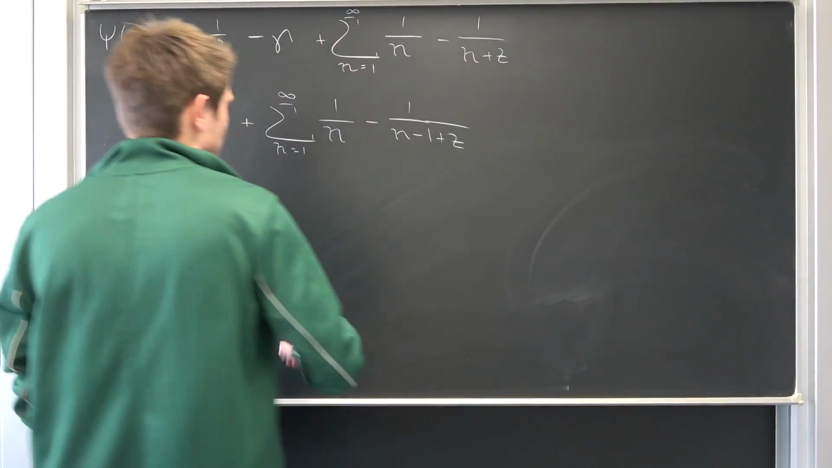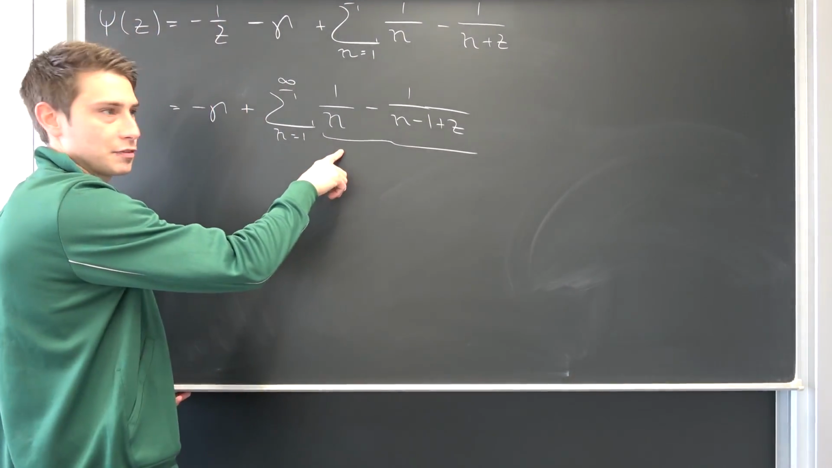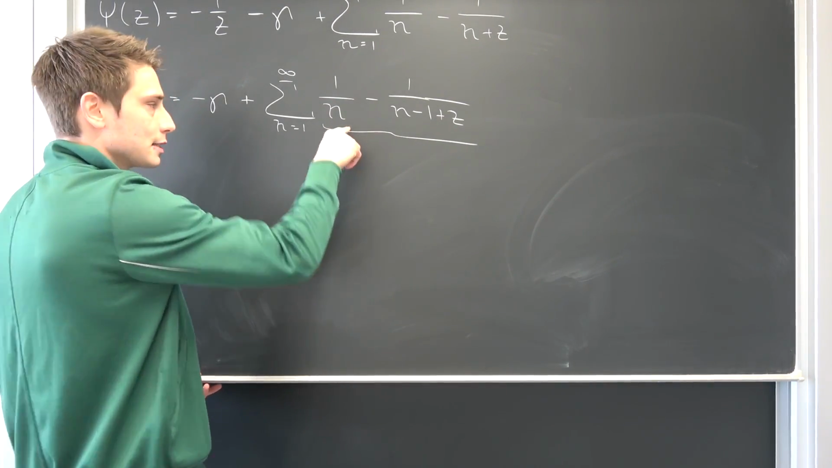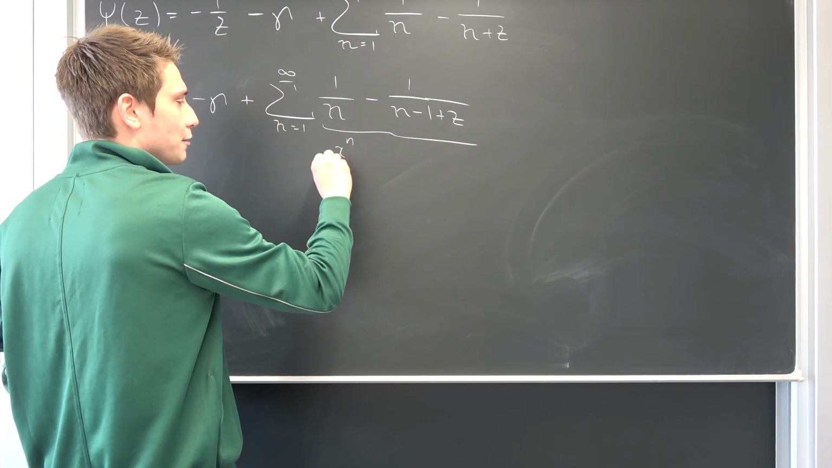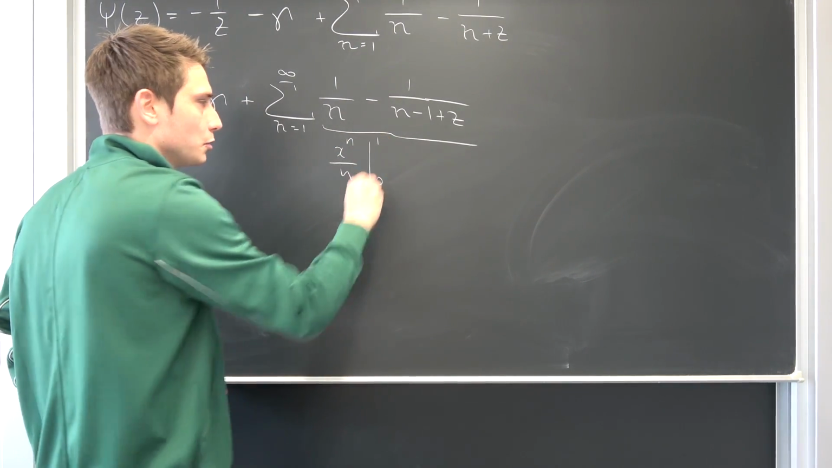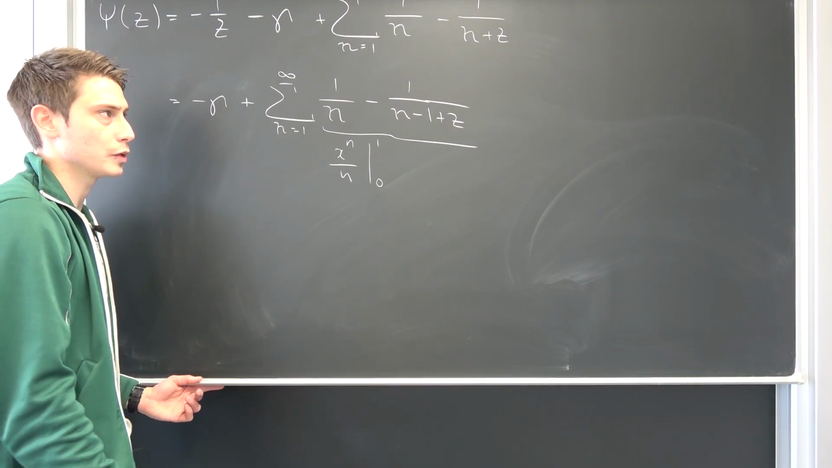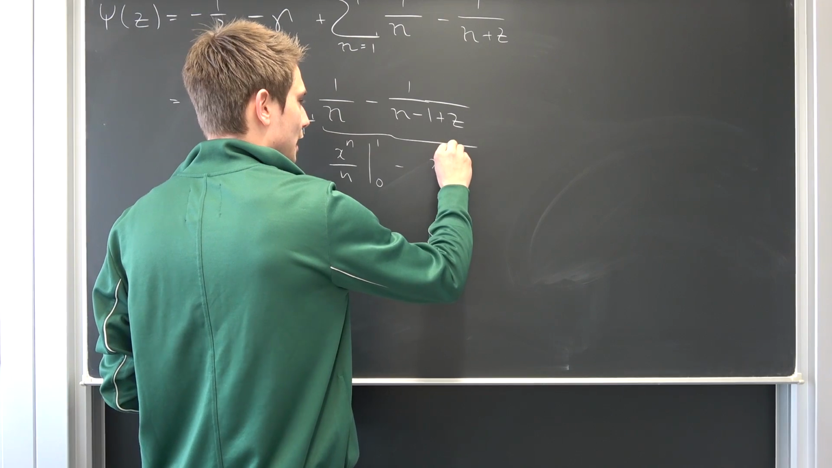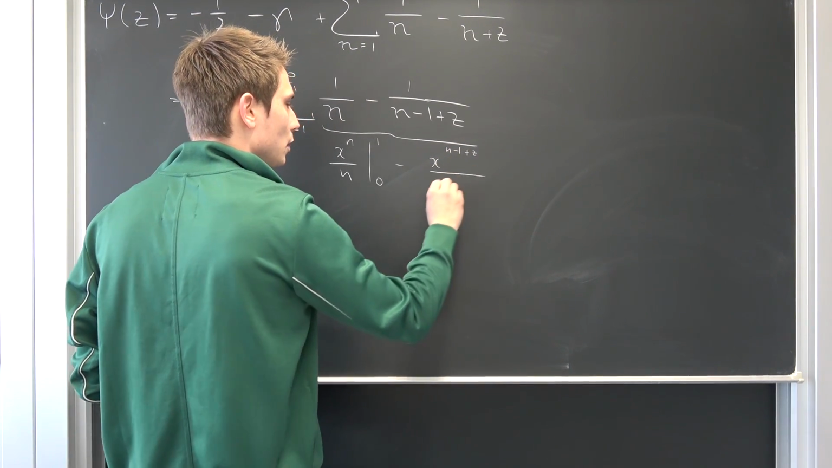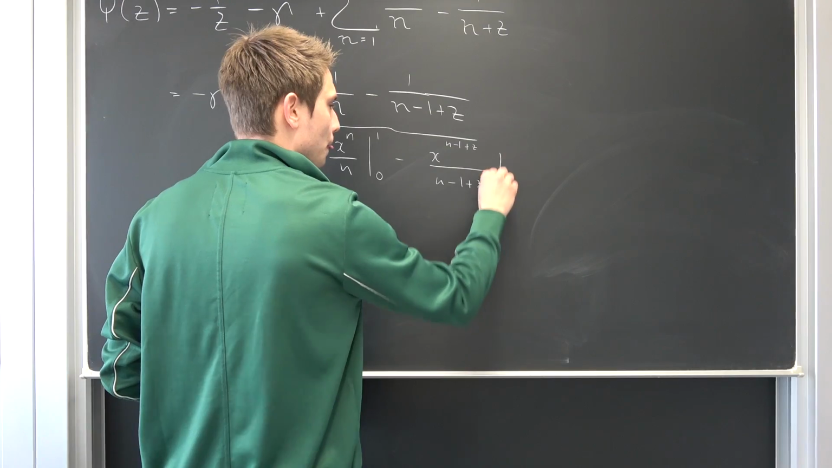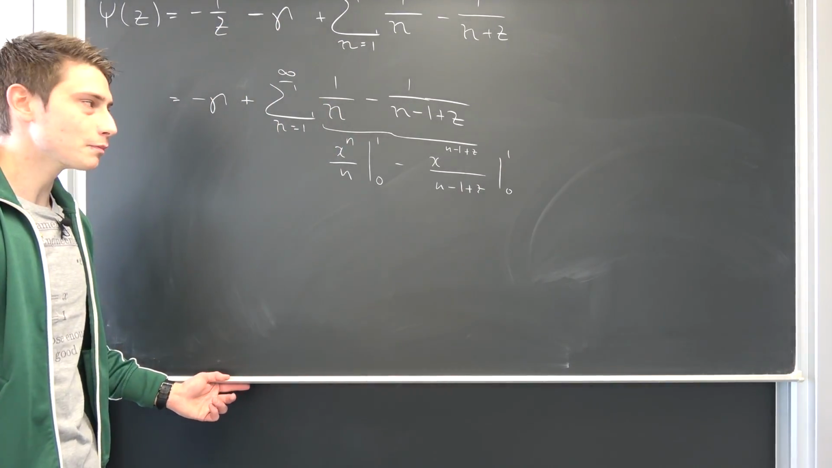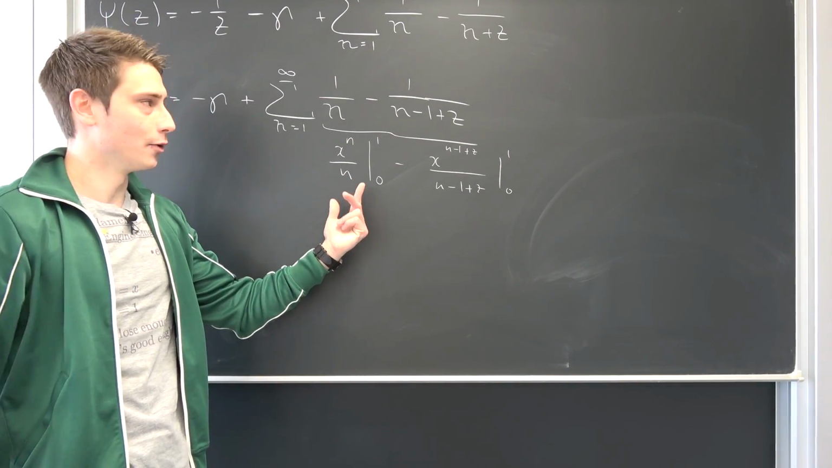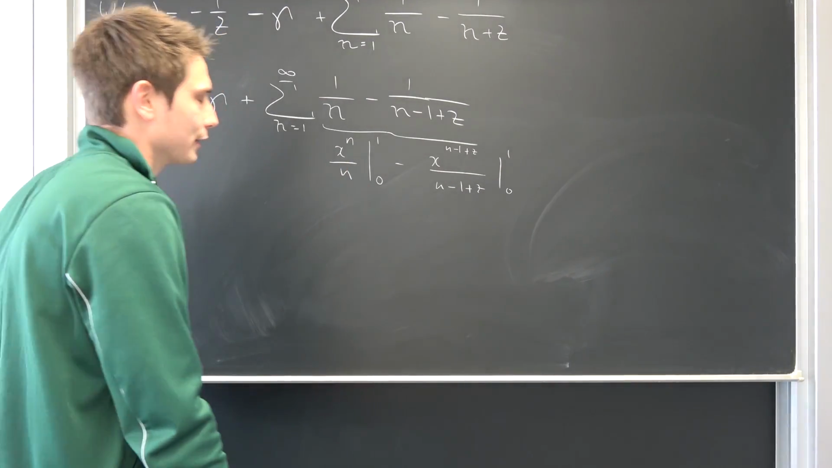I want you guys to notice that this thing right here is nothing but, well, if we do a little integral thing right here, this is basically nothing but x to the nth power over n evaluated from 0 to 1. Okay, I hope you agree with me that this is true. Minus, and you might have guessed it, x to the n minus 1 plus z power over n minus 1 plus z from 0 to 1. And yeah, this is so easy to see. So this is going to be quite a short video actually.